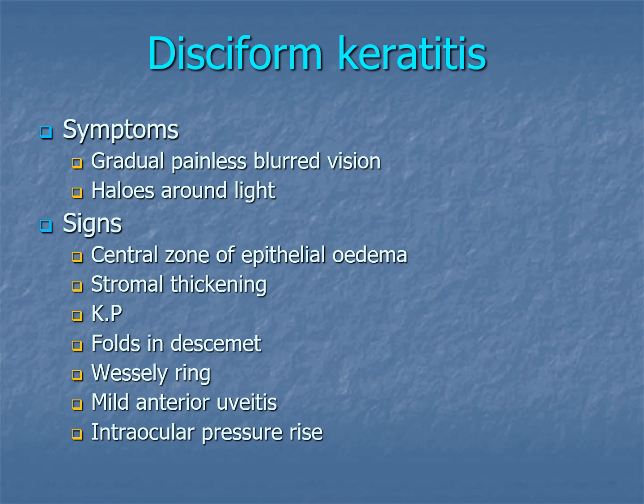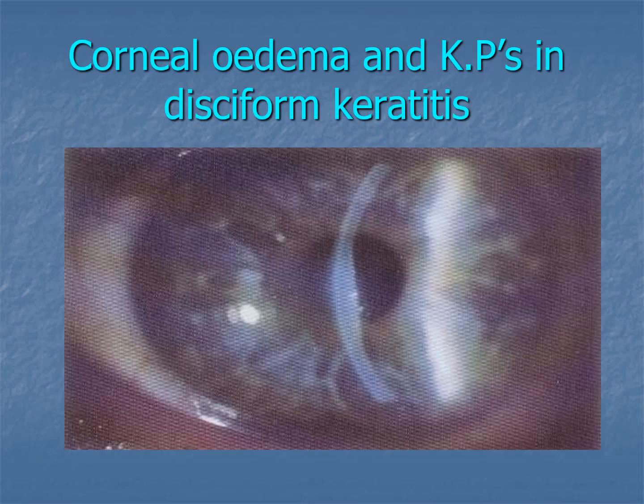Descemet's membrane, Wessely ring, mild anterior uveitis, and intraocular pressure may be raised. In this picture, you can appreciate a case of corneal edema and keratic precipitates in a patient of disciform keratitis. The central disc-shaped area is edematous, having keratic precipitates posteriorly on the endothelium.